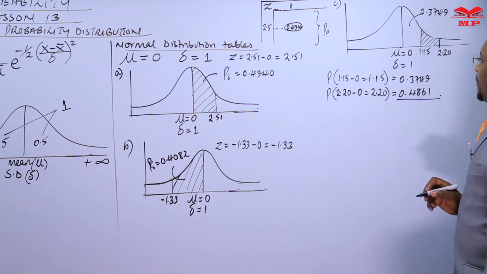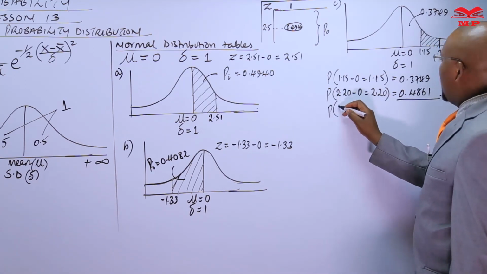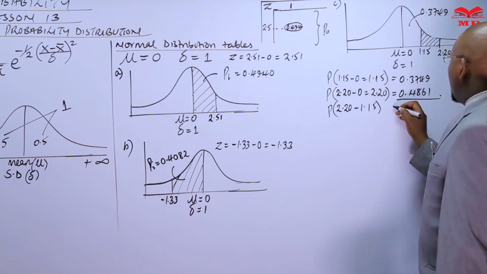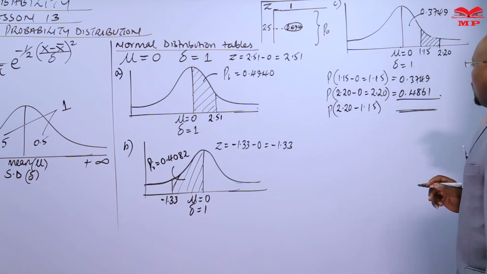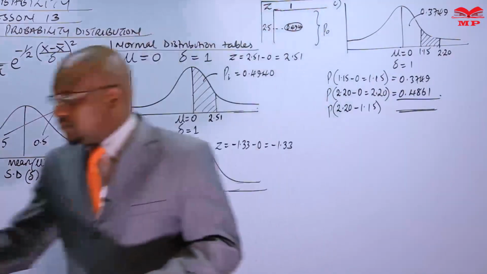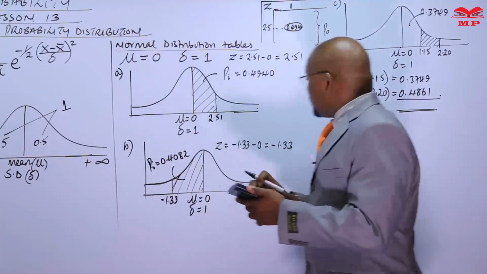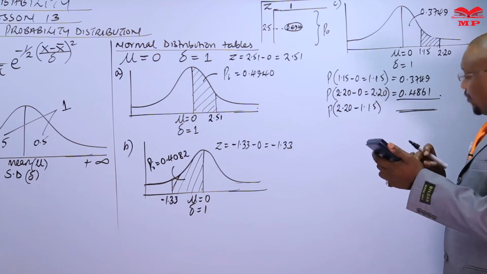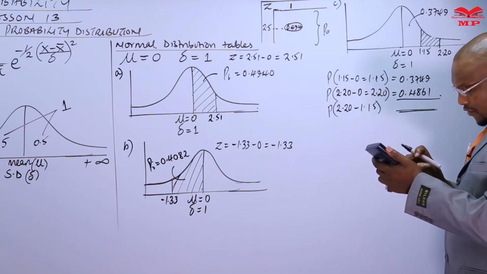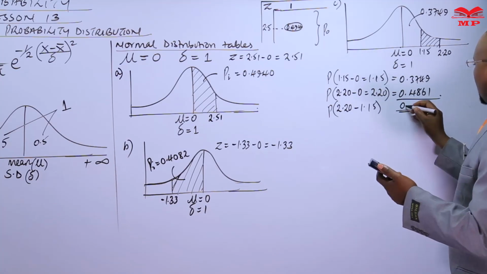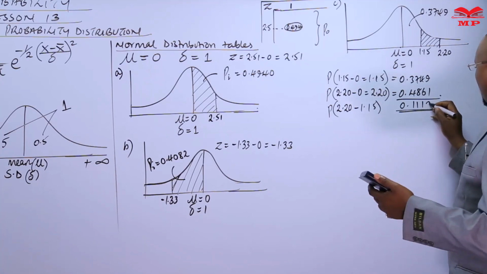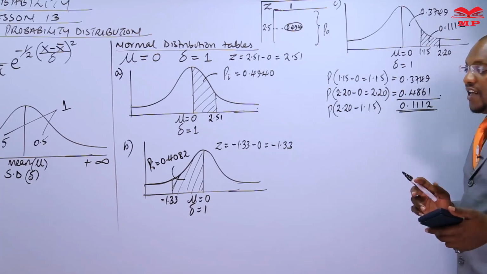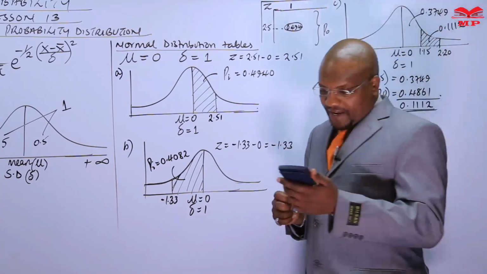So, of course, we need to subtract this so that we can get the difference. So this is now the probability between 2.20 and 1.15. The probability is this difference, which is 0.4861 minus 0.3749, giving us 0.1112. So this area is 0.1112. That is the area between 2.20 and 1.15.